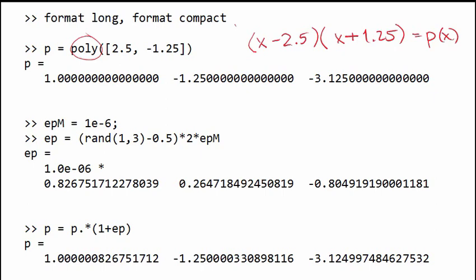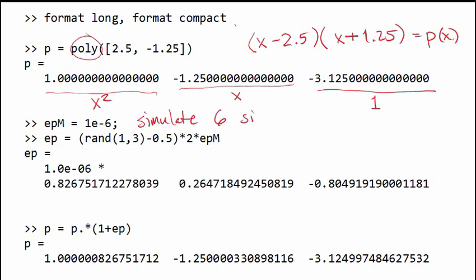If you multiply all that out, the coefficient of x squared is 1. The coefficient of x is minus 1.25. So this multiplies x squared, this multiplies x, and then this number multiplies the 1 in the polynomial. This is how MATLAB always represents polynomials, as a vector of coefficients from the highest degree down to the lowest. Now, if we're going to simulate this in the machine, we're going to have to use a larger value of machine epsilon than the native one. And so what we're going to do here is simulate 6 significant digits.